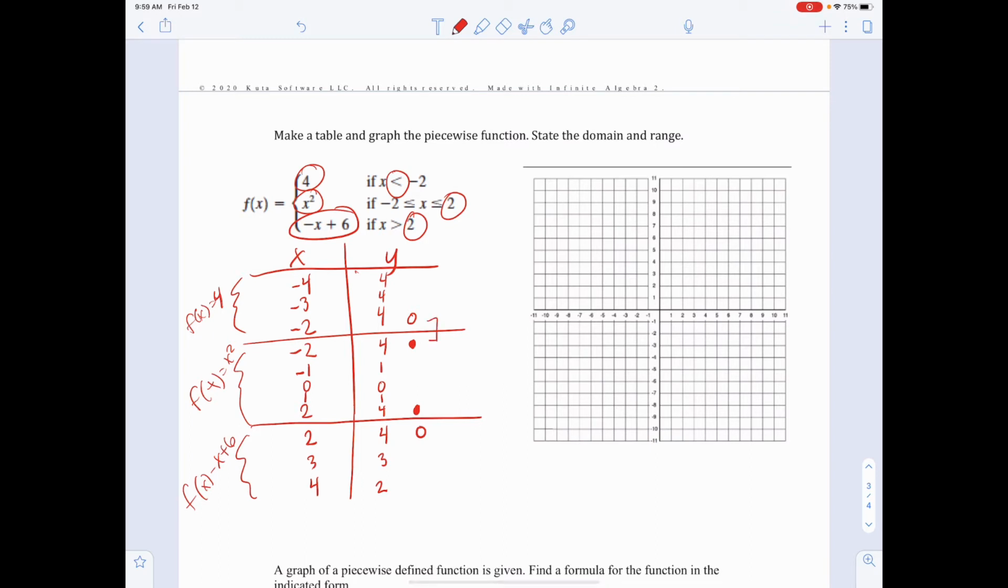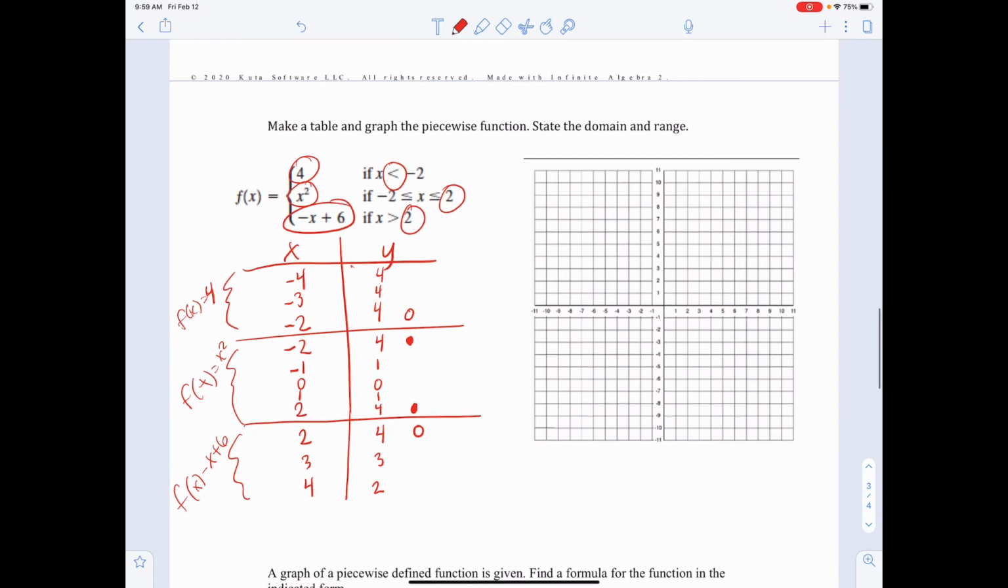Luckily, these actually are the same value, x, y, so when you plot those, let's plot it: negative 4, up 4. Negative 3, up 4, and negative 2, up 4, but it's an open circle, okay? And then we switch to the next function. Negative 2, 4, closed circle, so I'm going to draw it inside. Negative 1, 1, 0, 0, 1, 1, 2, 4. 2, 4 is another closed circle, and then the next 2, 4 is an open circle on top of it.